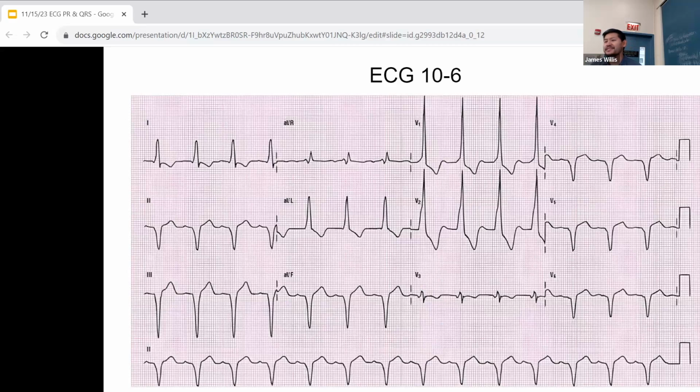Yeah, this is WPW, according to the textbook I took this from. So in V2, to me it looks like a delta wave. Let's see, up in V2. Even V1 as well. This is type C WPW, which is pretty rare.